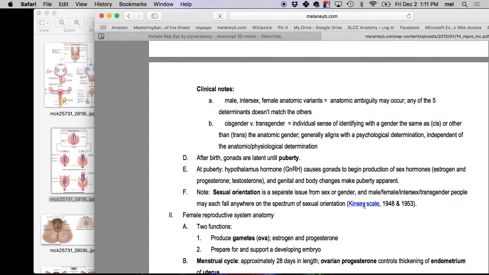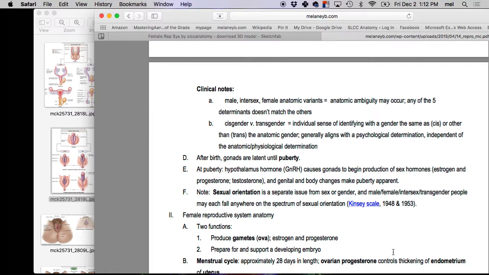Now, sexual orientation is a totally separate issue, but people always confuse them, in part because people don't talk about this stuff very much, but also in part because of LGBTQ, right? Lesbian, gay, bisexual, transgender, and queer. The T is all about trans versus cis. The LGB is all about sexual orientation. And they're really not the same question, although people do get discriminated against on the same spectrum.